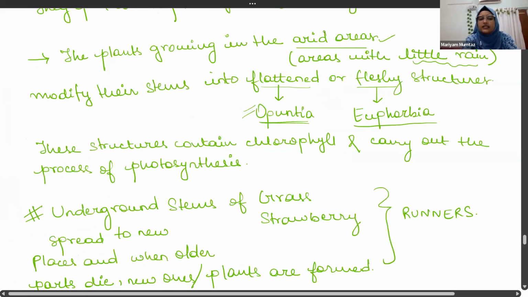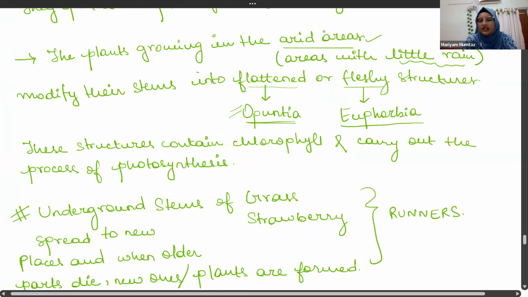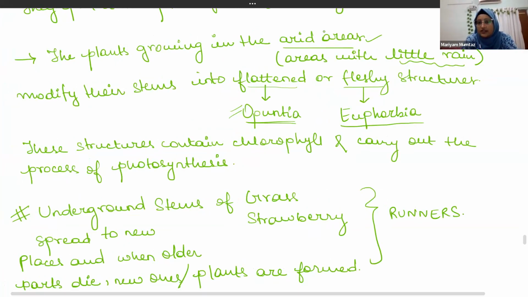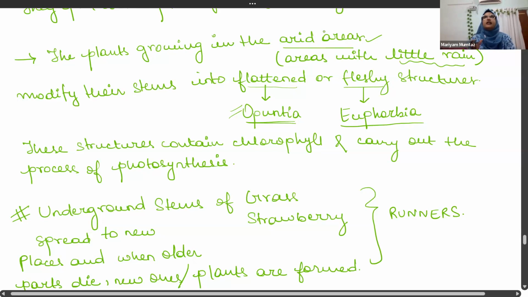So these modifications help these plants to absorb water and retain water, and also these structures are green, so they carry out photosynthesis also. It is said that the leaves are responsible for photosynthesis, since stomata is present on the leaves. But leaves are present there, and there are a lot of processes that happen on the leaves, like transpiration. Do you know about transpiration?